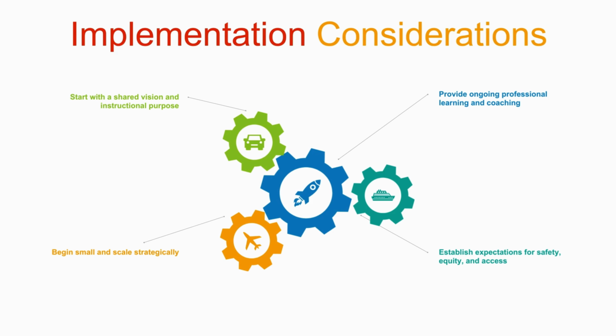And then you want to establish expectations for safety, equity, and access. Safety being the most prominent. You're dealing with different resources, and depending on the makerspace, you may have electrical components, you may have chemical components. So you want to make sure before implementing, you consider these 4 things and make sure that the project is safe for your students.